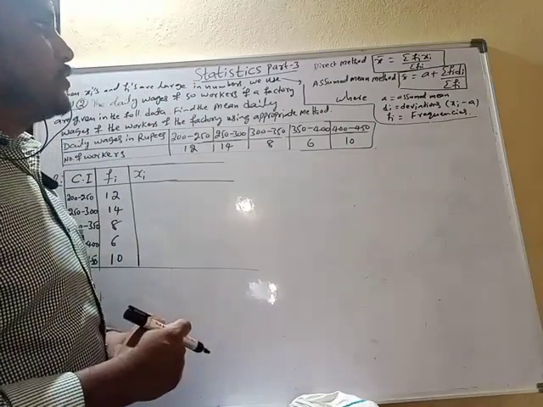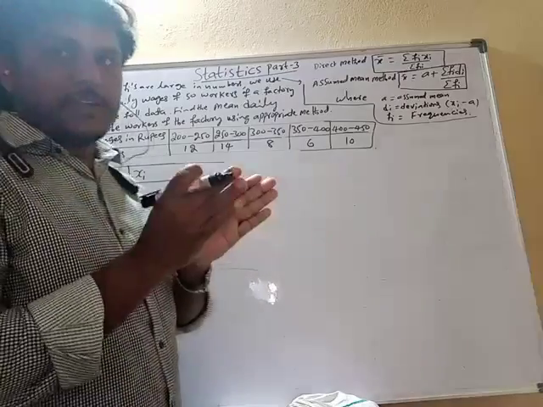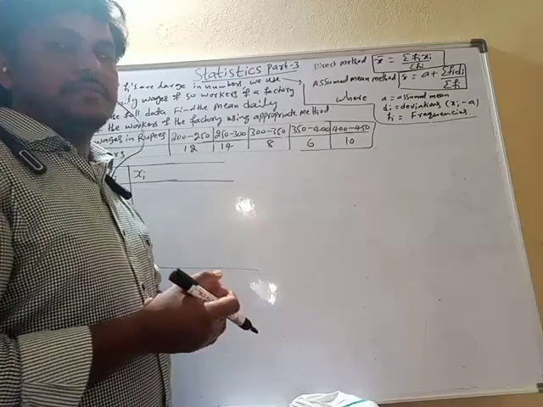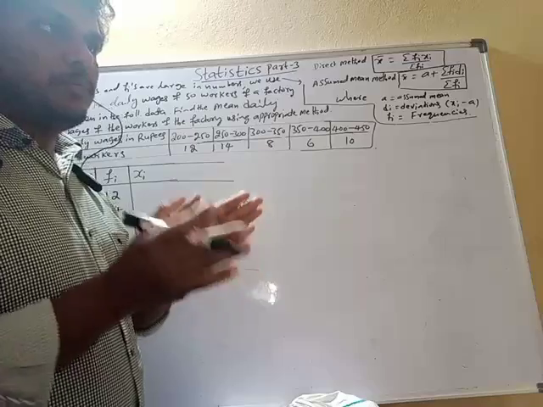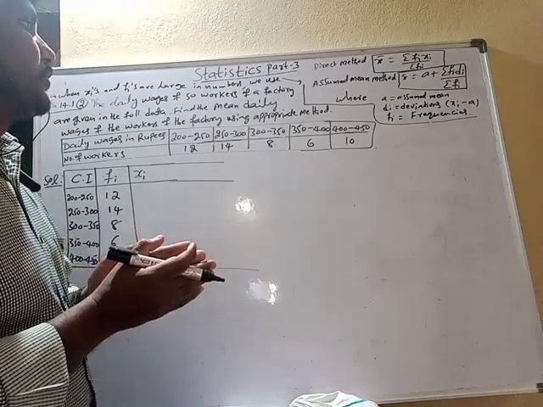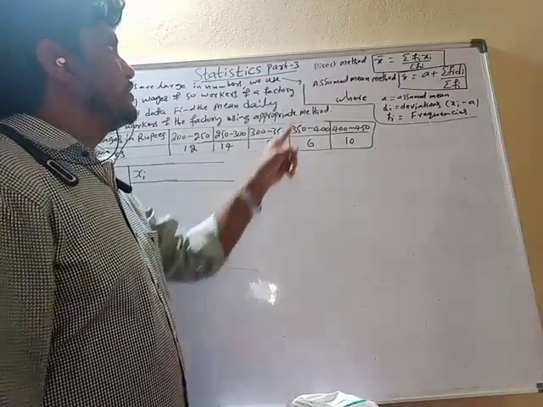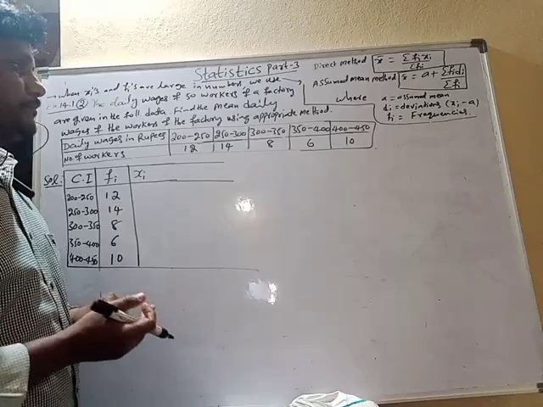Okay, why are we using this assumed mean method? Because when the xi's and fi's are large in number, the calculation involves very big numbers. That is a time consuming process. To minimize this time, to minimize the xi or fi values, we are using the assumed mean method.